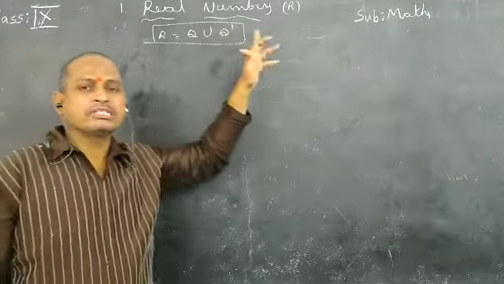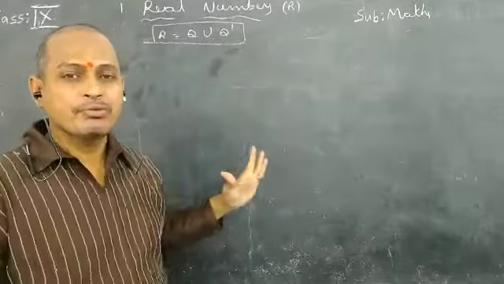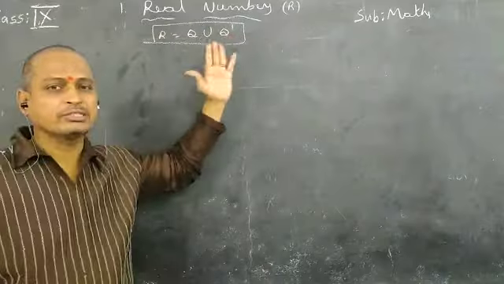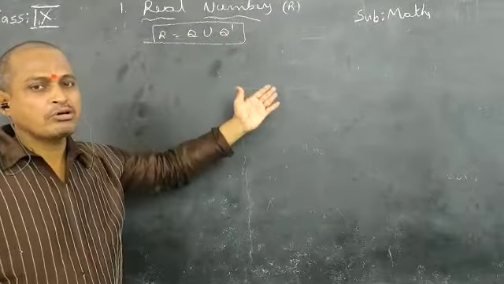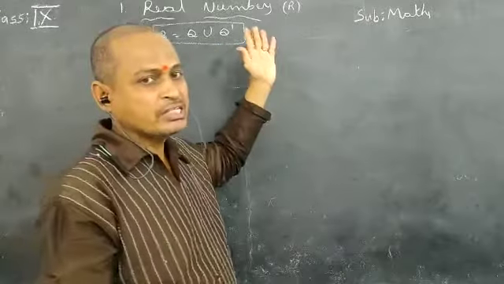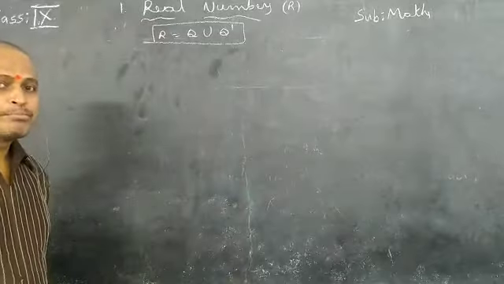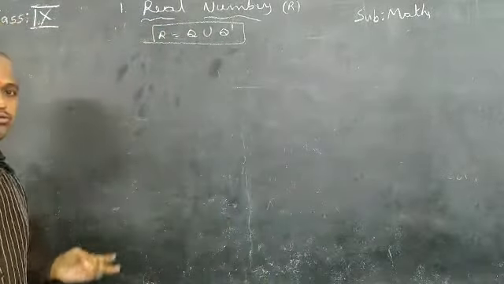Next, Q dash means irrational numbers, children. What is an irrational number? A number which cannot be written in p by q form is called an irrational number. It is denoted by the symbol Q dash. So real numbers are the combination of rational and irrational numbers. Okay children, this is the first exercise we have to do.